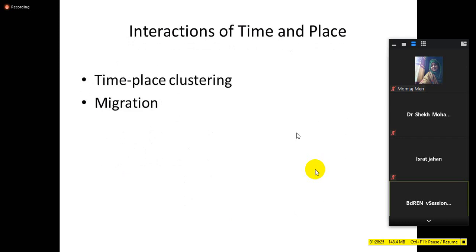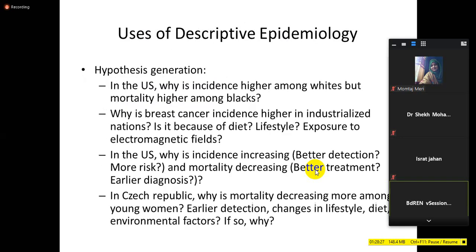Interaction between time and place. Now it is the last slide, the use of descriptive epidemiology. So I have already explained. The first use is for generating hypothesis. So these are the assignment for you.